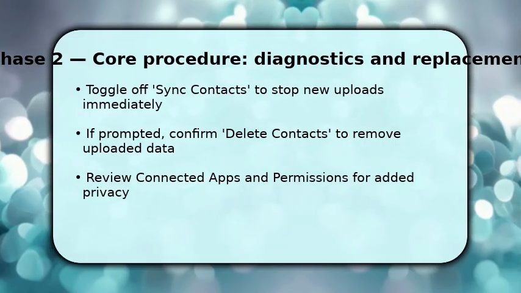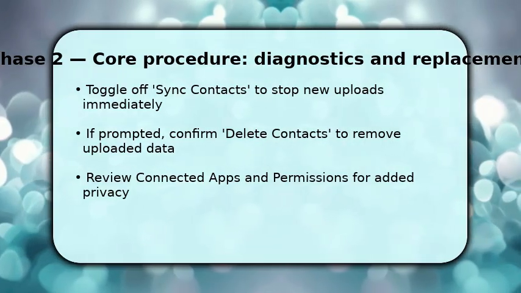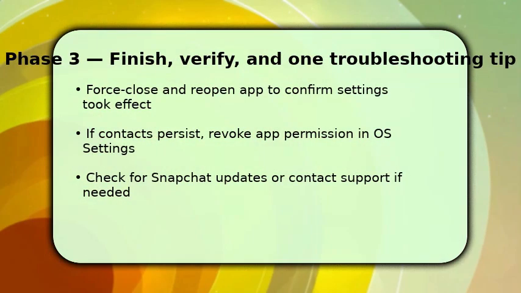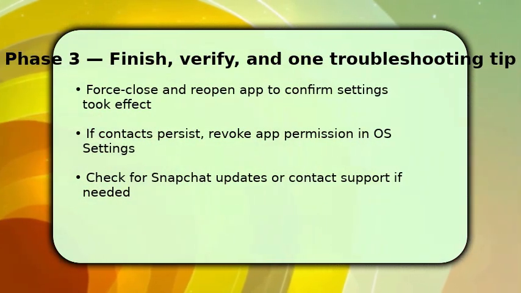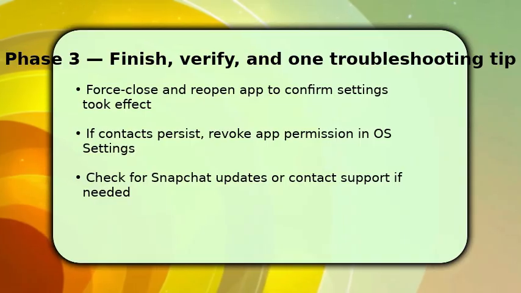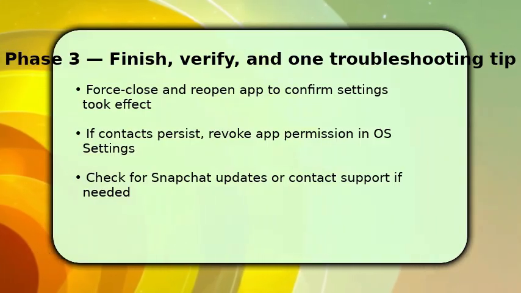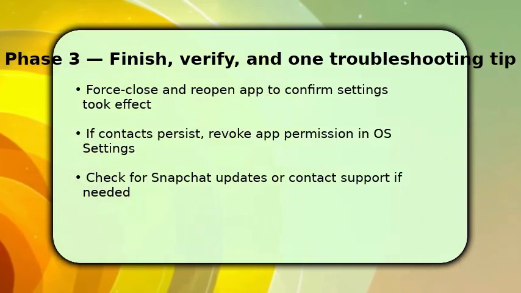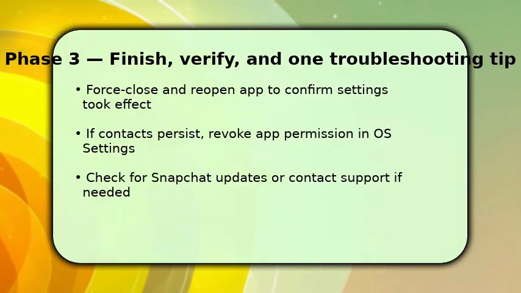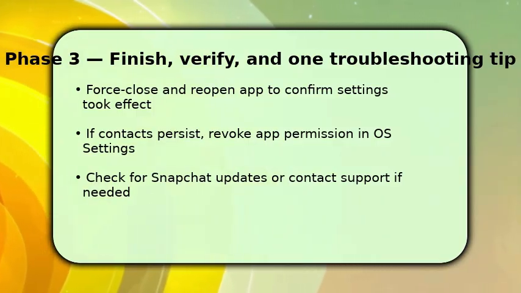Finish by force closing Snapchat and reopening it to verify the sync toggle stays off. This confirms the app wrote the change. If you still see sync contacts, go to your phone settings, find Snapchat, and revoke contacts permission. This blocks access directly. Once done, reboot the device, then recheck.